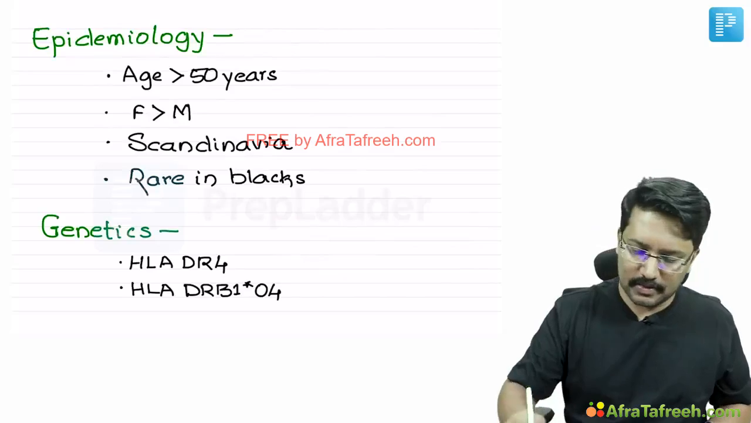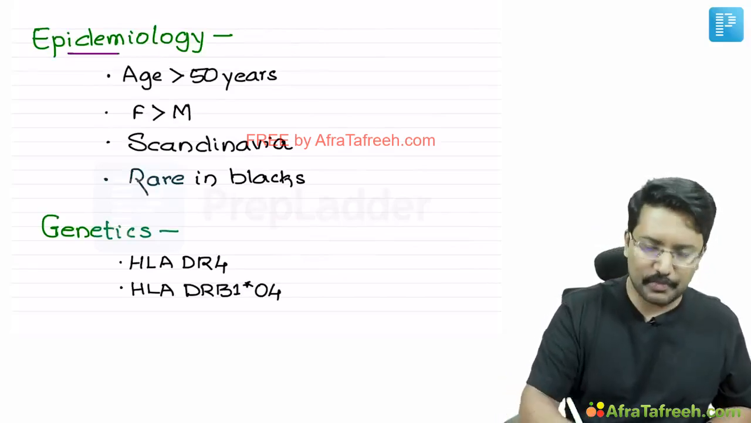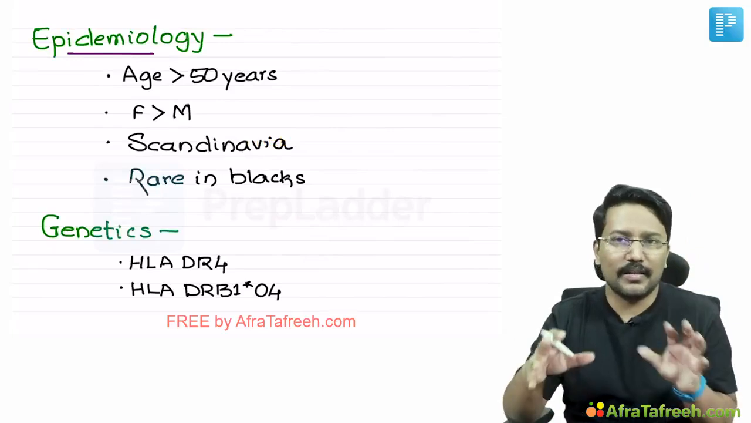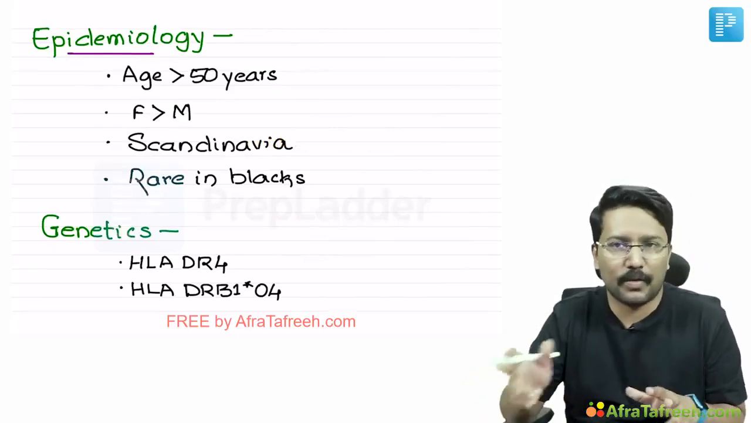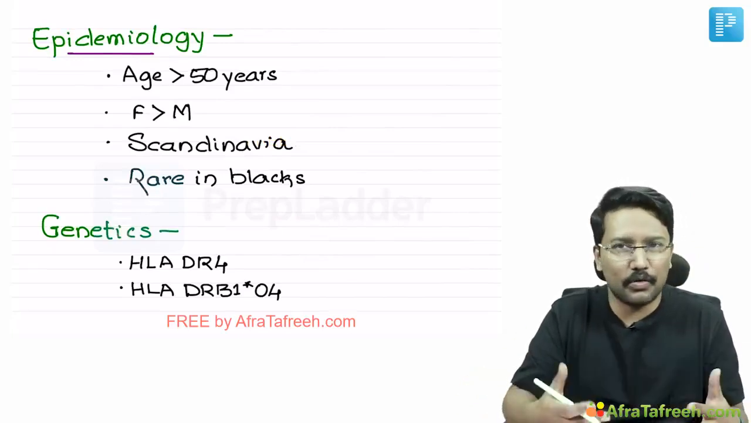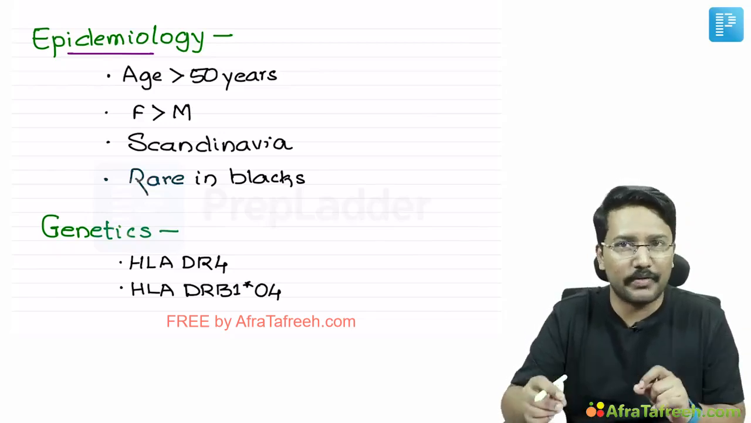So with this, let us begin understanding the epidemiology. Giant cell arteritis is basically a disorder of the elderly. When we say Takayasu arteritis, I've already told you that is basically a disorder of young females, right?